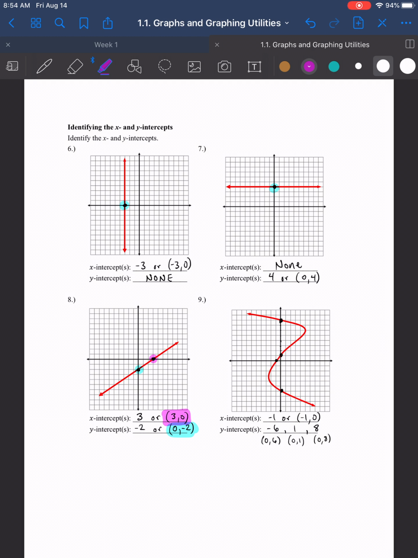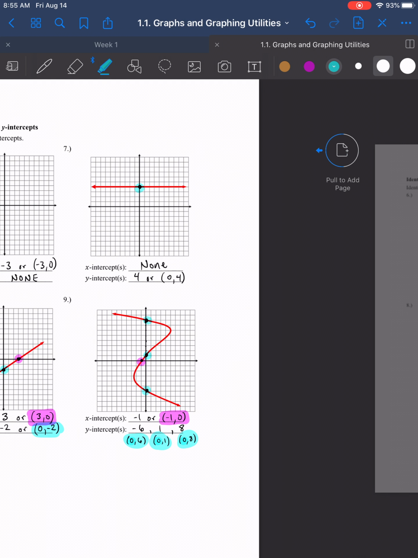This next one is a little trickier. This one crosses the x-axis just once right there. It's at the point (-1, 0). Again, notice that 0 on the y value. And then it crosses the y-axis at 3 points, here, here, and here. Those are all 3 of those y-intercepts. And notice again, each one of them has 0 for the x value. So it crosses at y equals 6, y equals 1, and y equals 8. All right, so (0, 6), (0, 1), (0, 8).